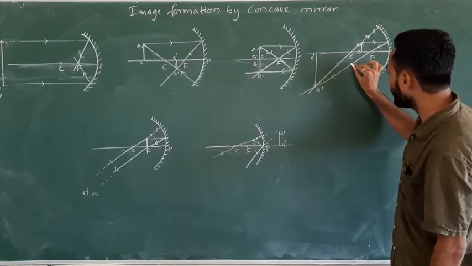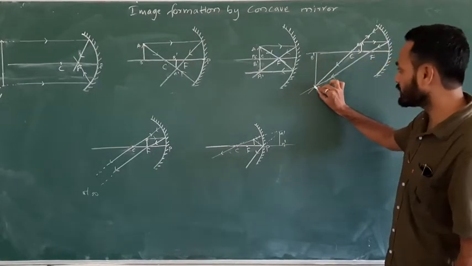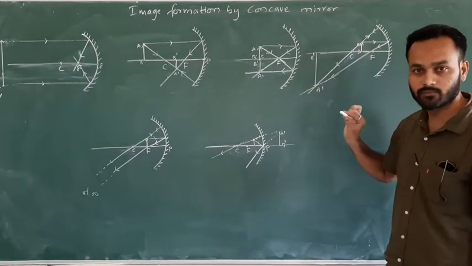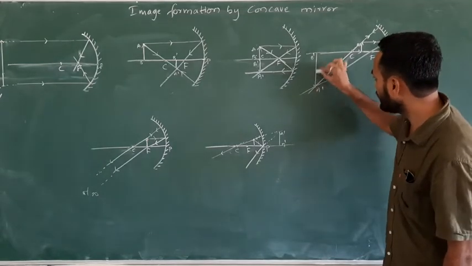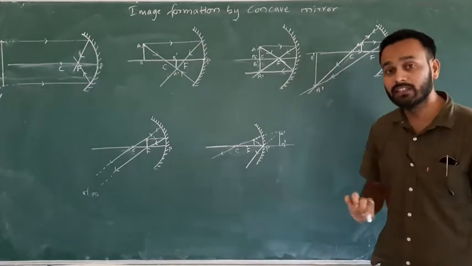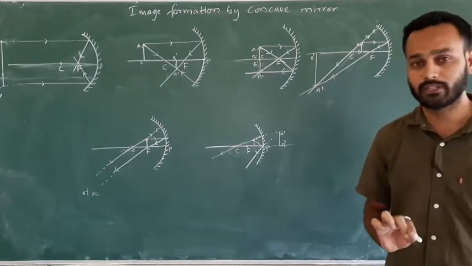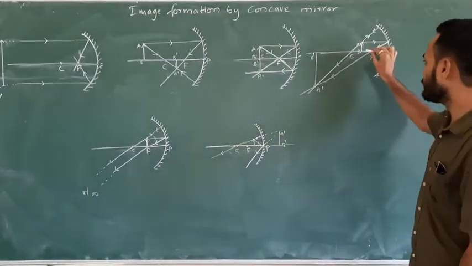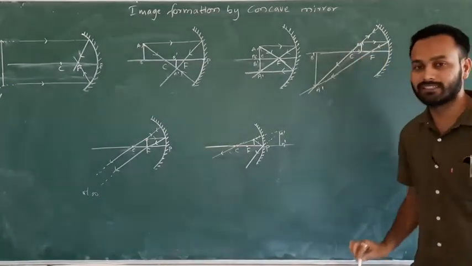So now let us talk about these reflected rays. These two reflected rays are intersecting beyond C. Okay, this is the point of intersection, and A dash B dash is the inverted image of the object AB which is placed between F and C.